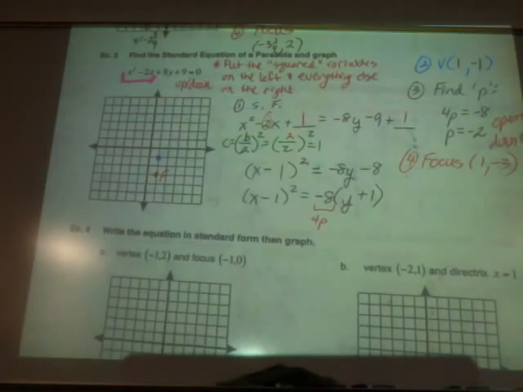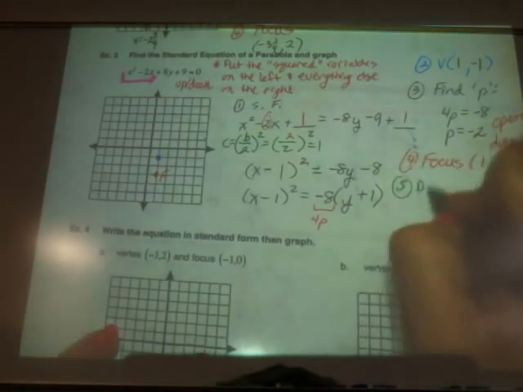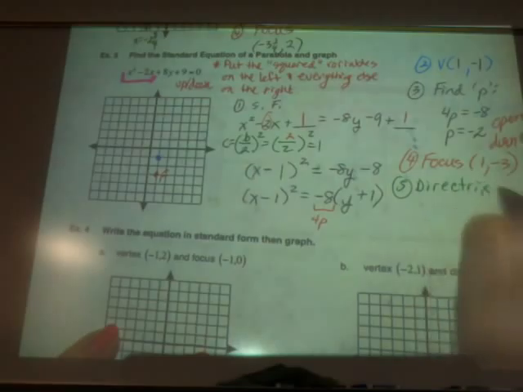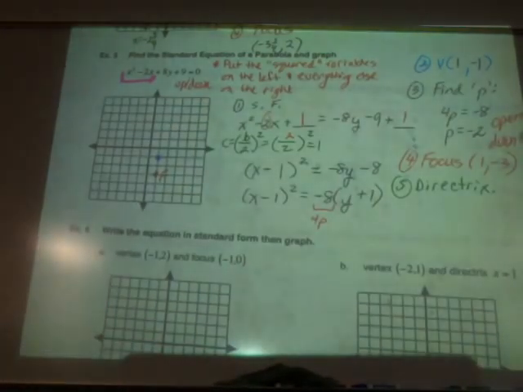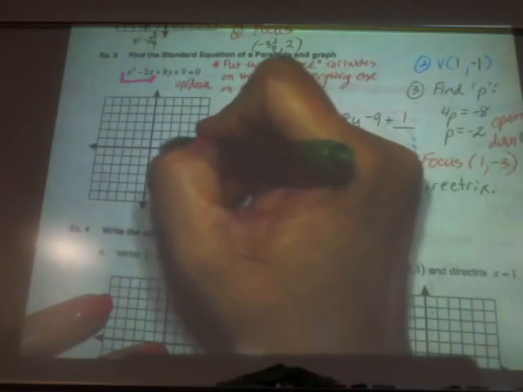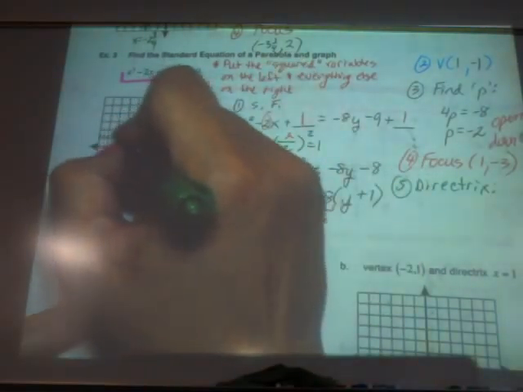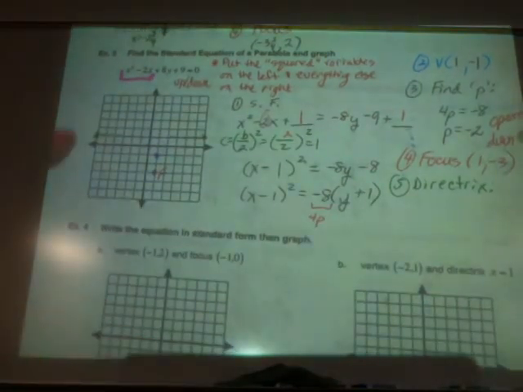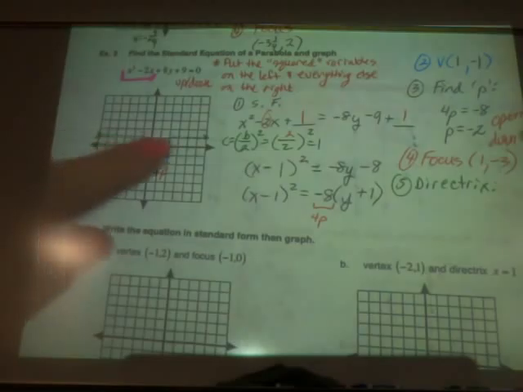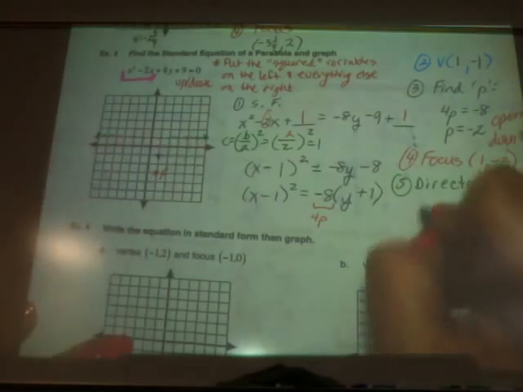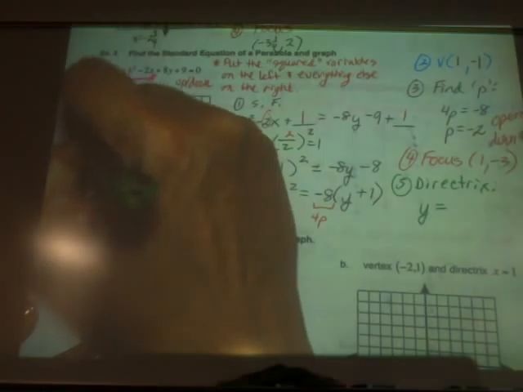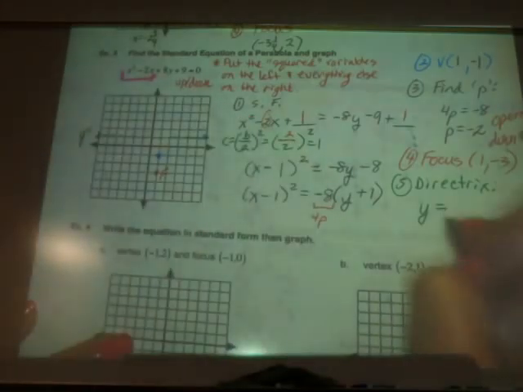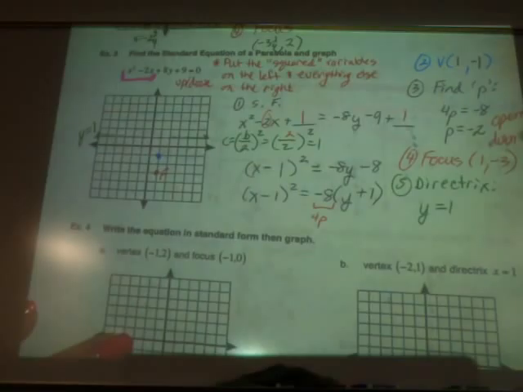Then what else can I find? My directrix. You will nearly always see me drawing the directrix in first because it makes my brain aware of whether it's x equals or y equals. So the directrix is 2 on the other side, so we'd be going through here, right? What axis is that going through? The y-axis, right? So isn't this y equals? Y equals what number? 1.